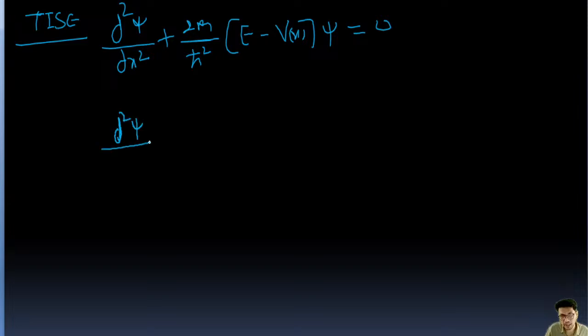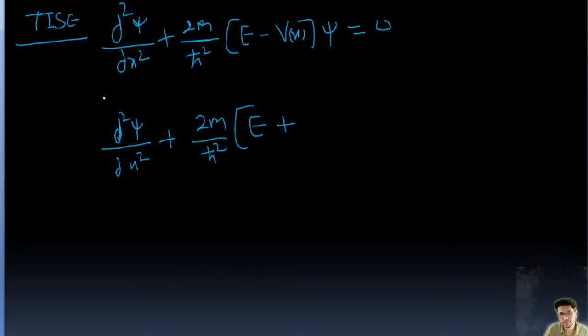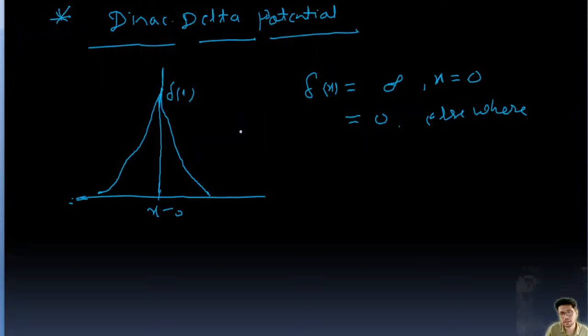So this is going to be d square psi upon dx square plus 2m upon h cut square (E plus V naught delta x) into psi equal to 0, since minus minus is plus. Now we know the Dirac delta definition: delta x at x equal to 0 is infinite, elsewhere it is 0. So we will use that here.